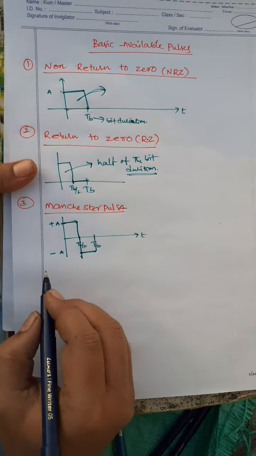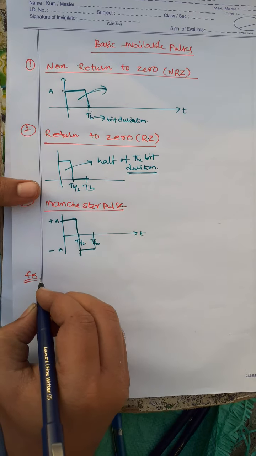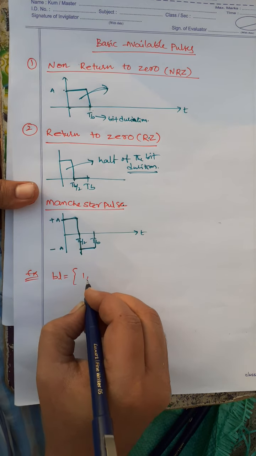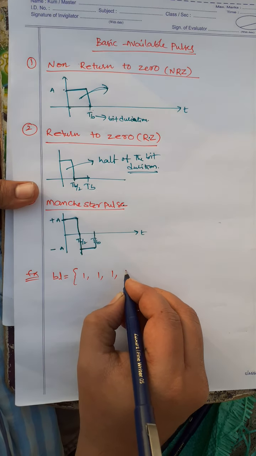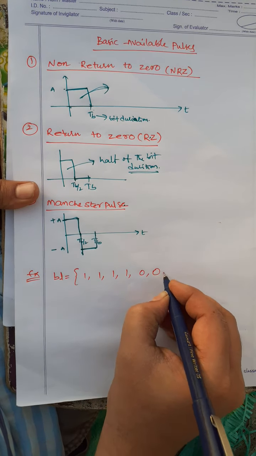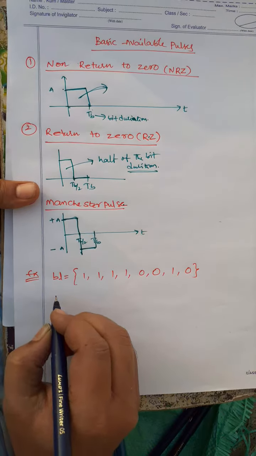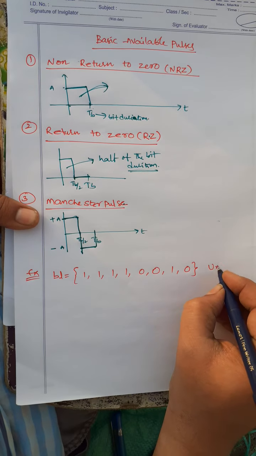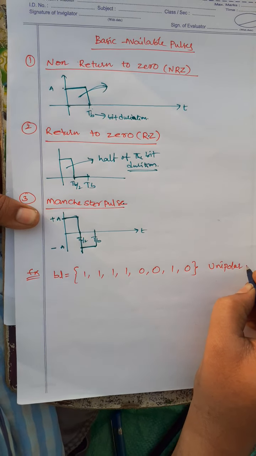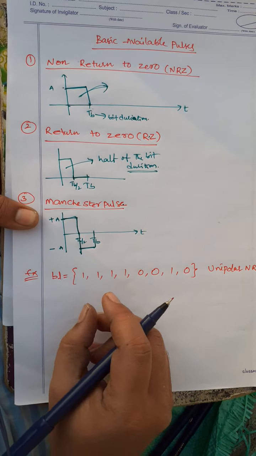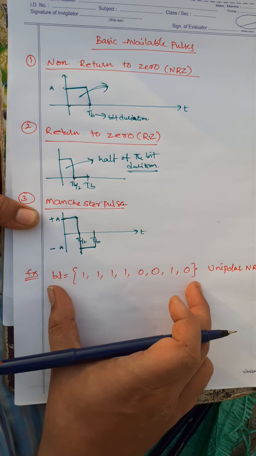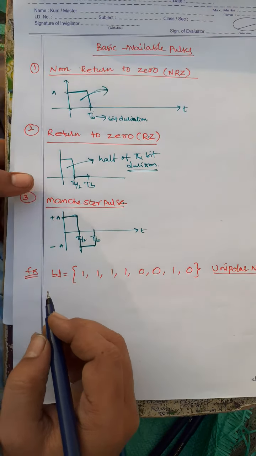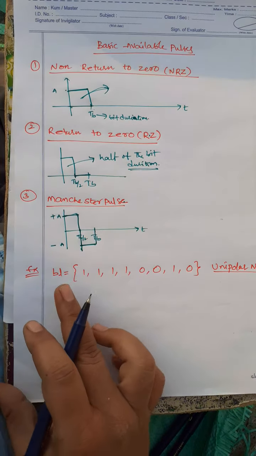Let us take one example. A binary sequence, 1 1 1 1 0 0 1 0. Represent this binary sequence in a waveform format by using unipolar NRZ. To solve this problem, I want to explain step by step.